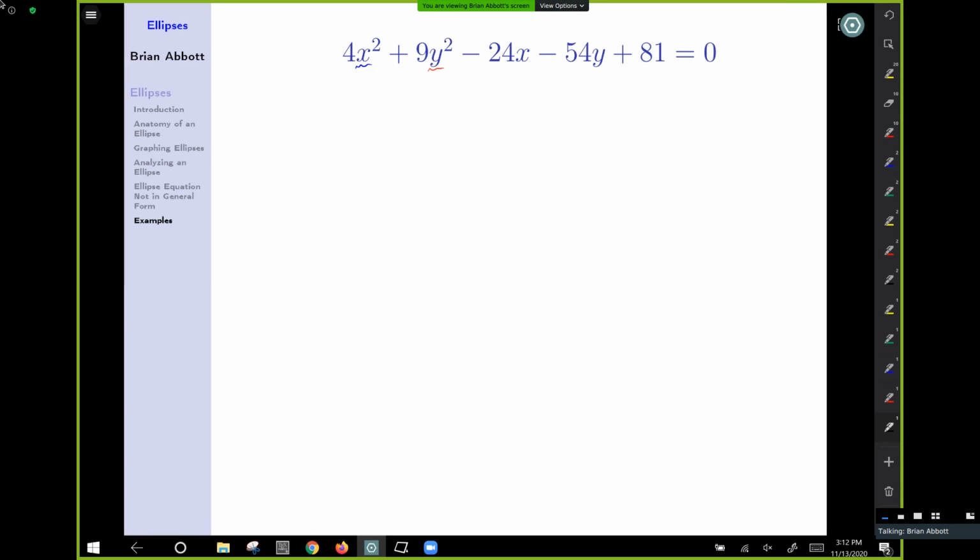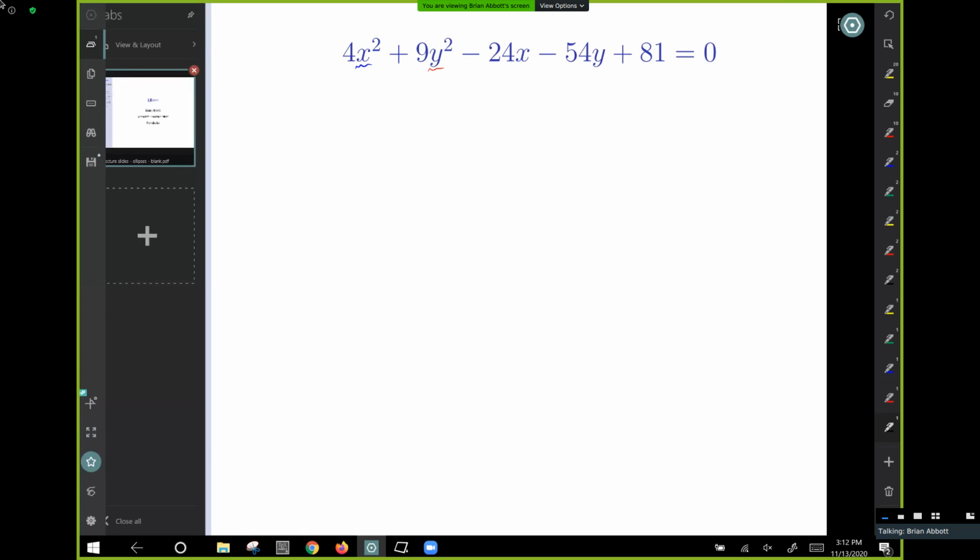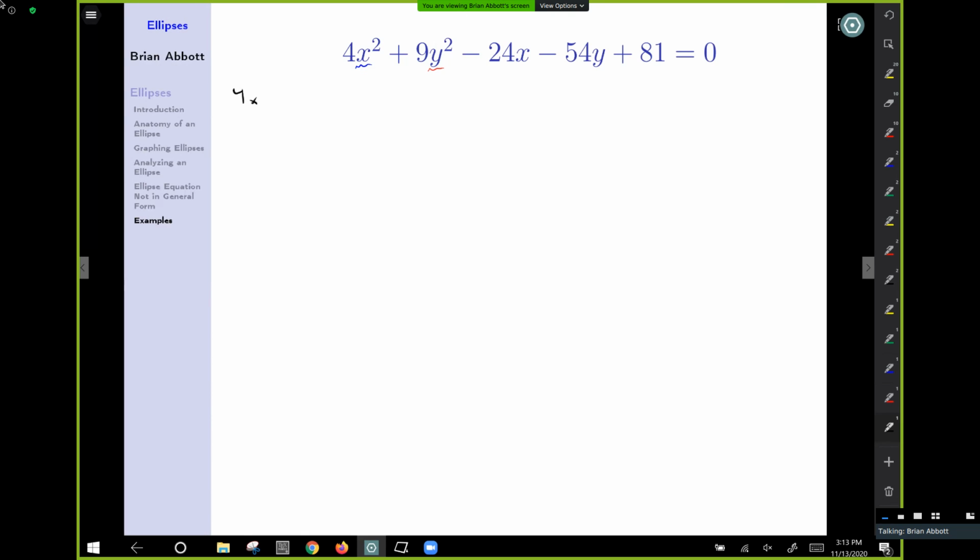So the first thing we're going to do is we're going to make room here. And so 4x squared minus 24x plus whatever we're going to add in terms of the x. I guess we should do that in blue. We'll come back for that. Leave yourself a little bit of room. Plus 9y squared minus 54y. Leave yourself a little bit of room to add the y guy. Equals, let's kick that 81 over to the other side, negative 81.